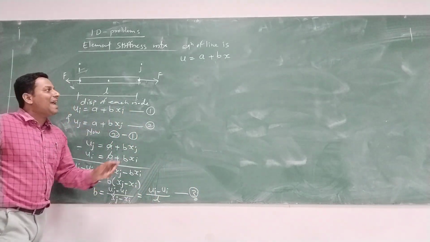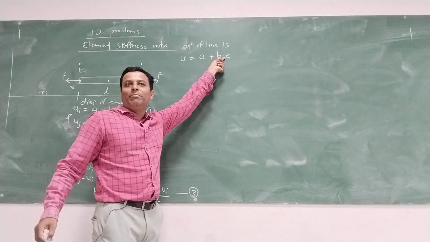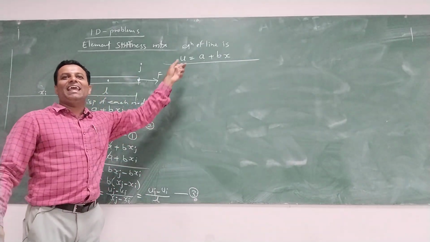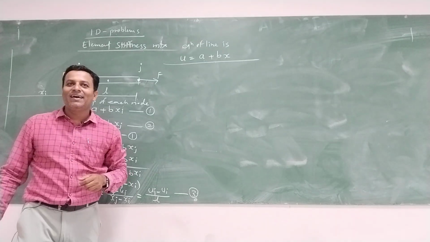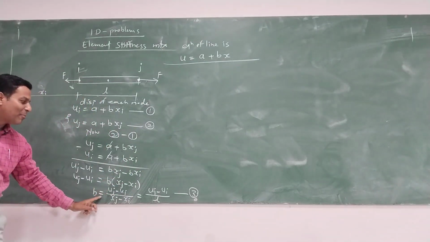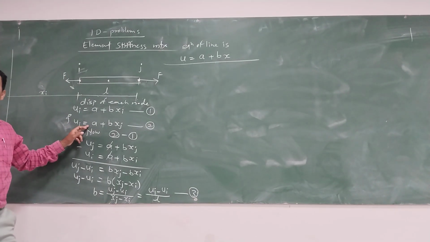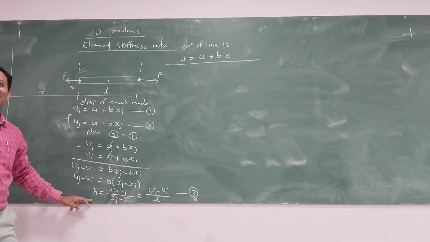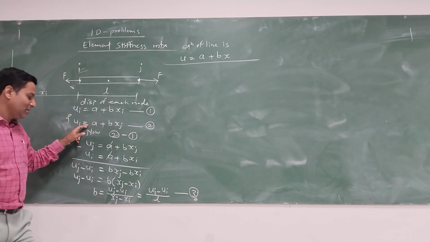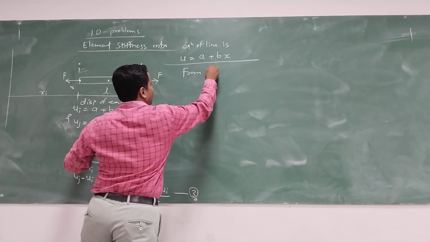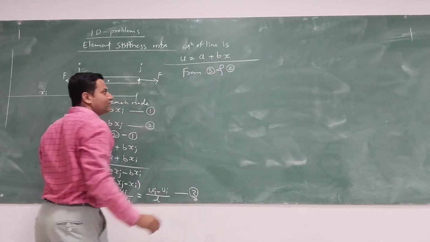So we have the value of b. Now we are going to determine a. Let's find a. Now put this b in equation 2. Put the value of b in equation 2, from 3 and 2.